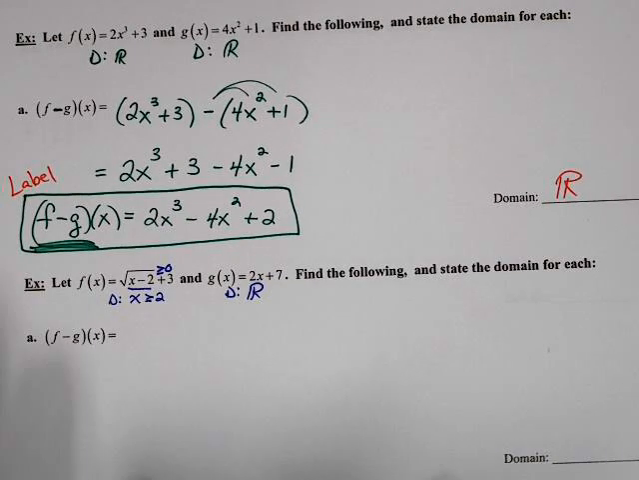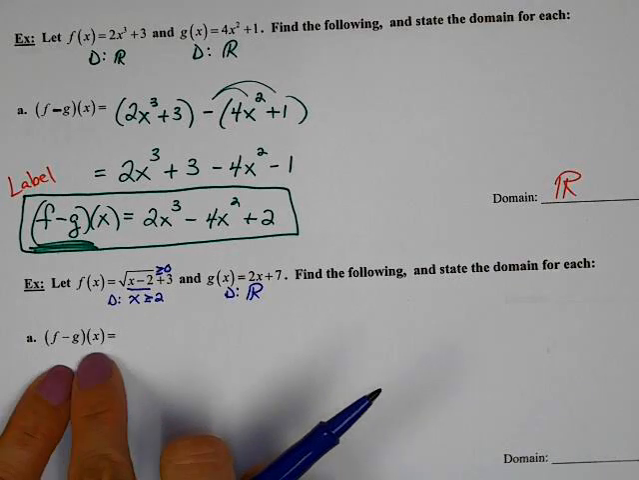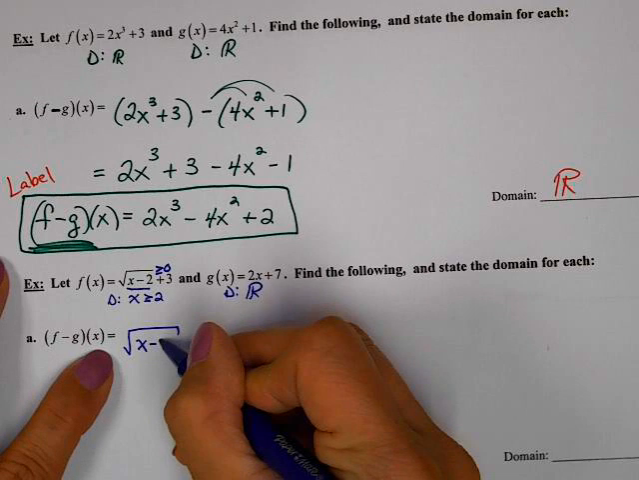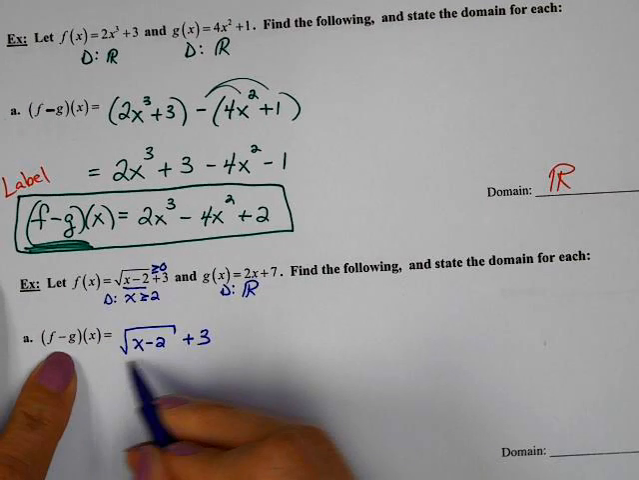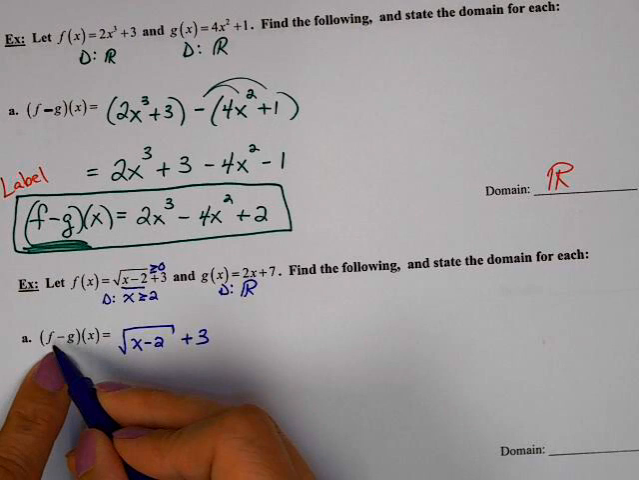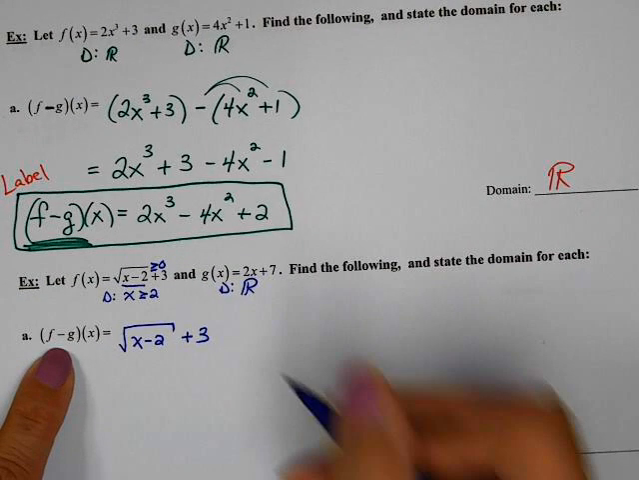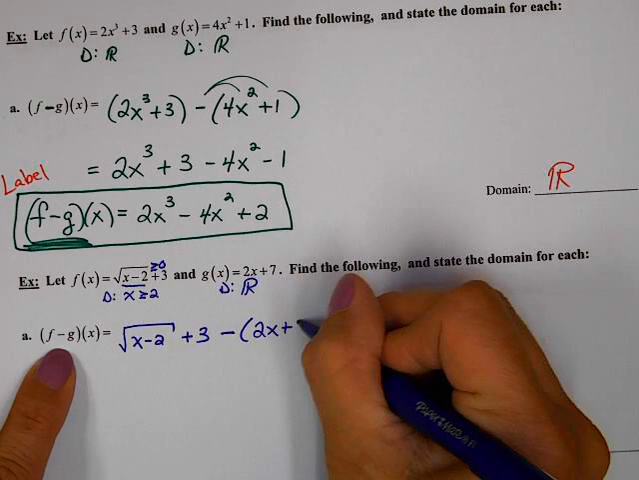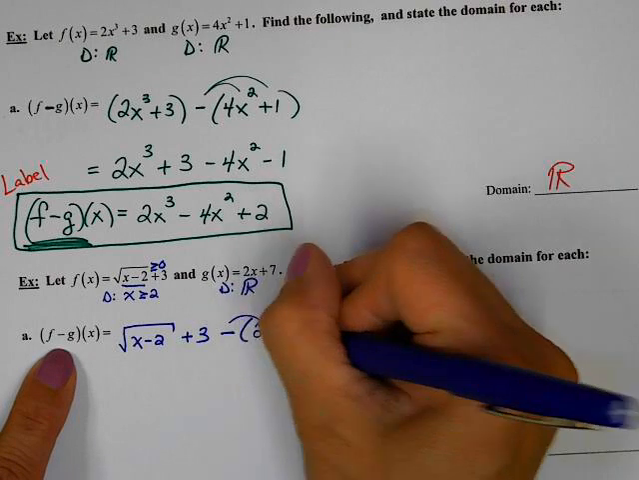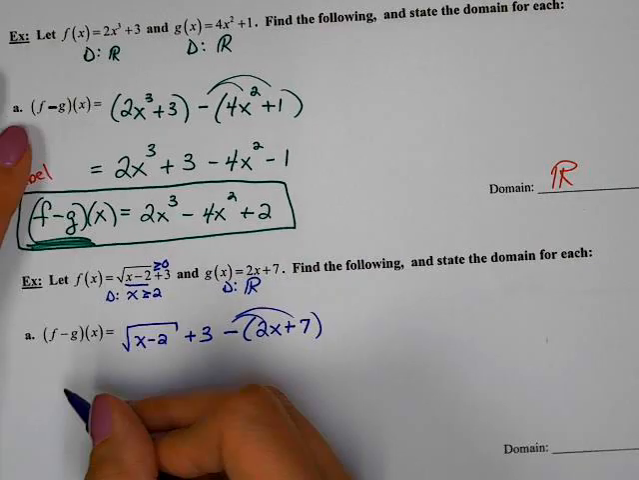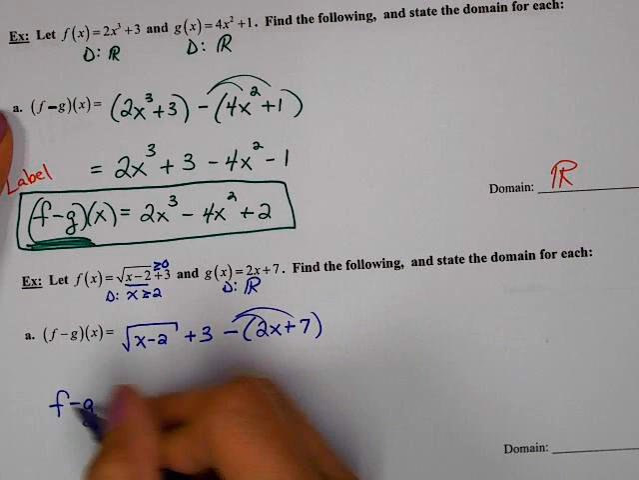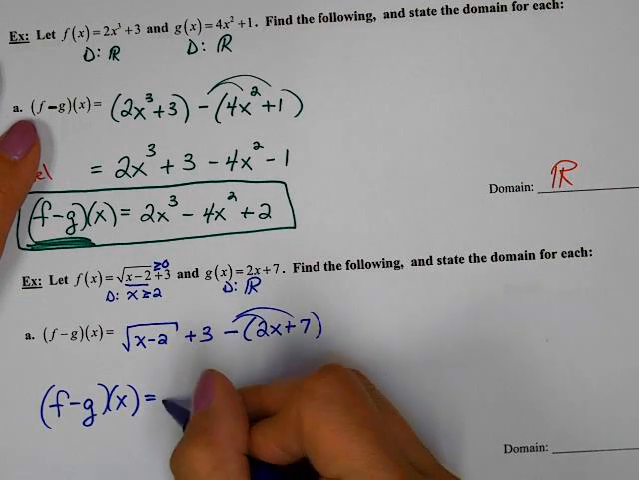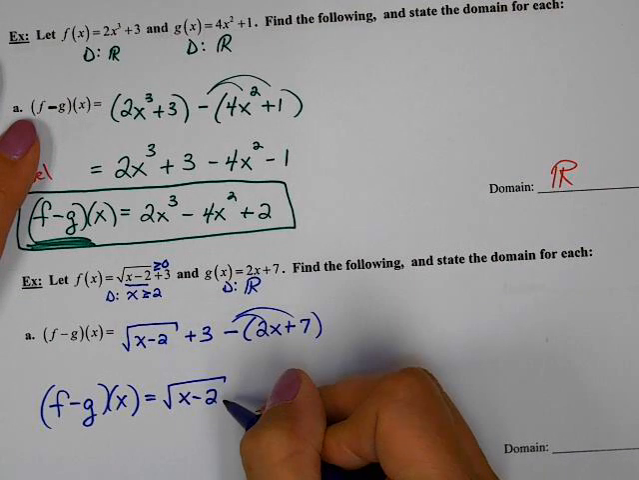And they want me to calculate f minus g of x. So the f of x is the radical, x minus 2 plus 3. There's the f function. And then we have to subtract the g function. I'm going to use parentheses again, just to make sure that all of g gets subtracted, meaning I distribute the negative. So let's make sure we label. The f minus g of x function is the square root of x minus 2.